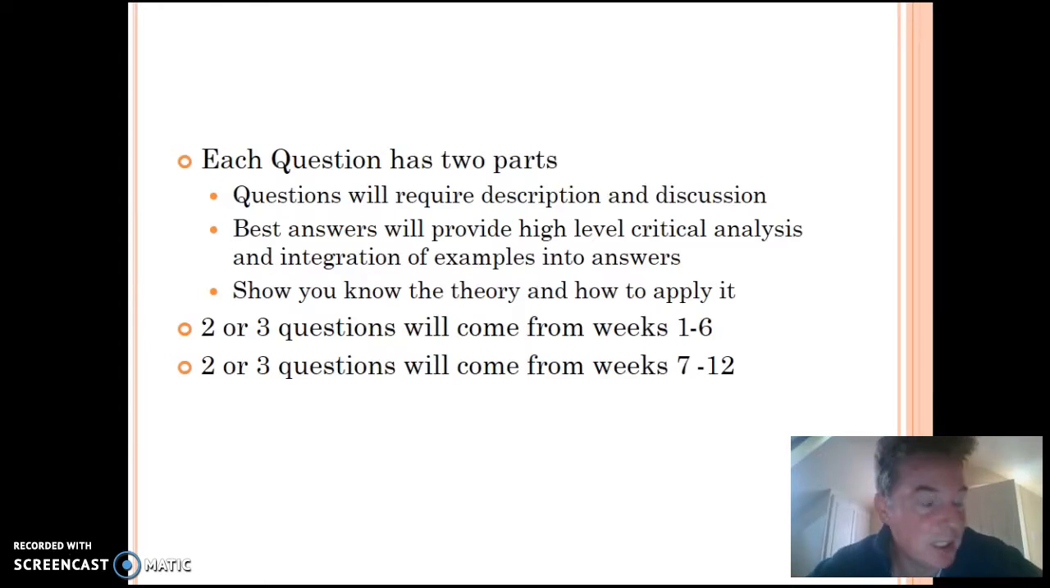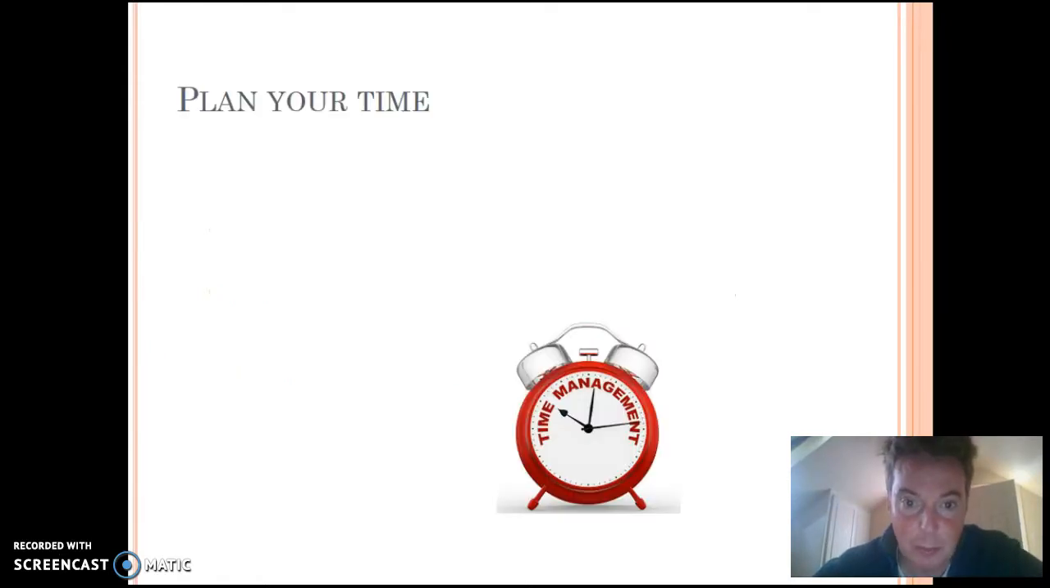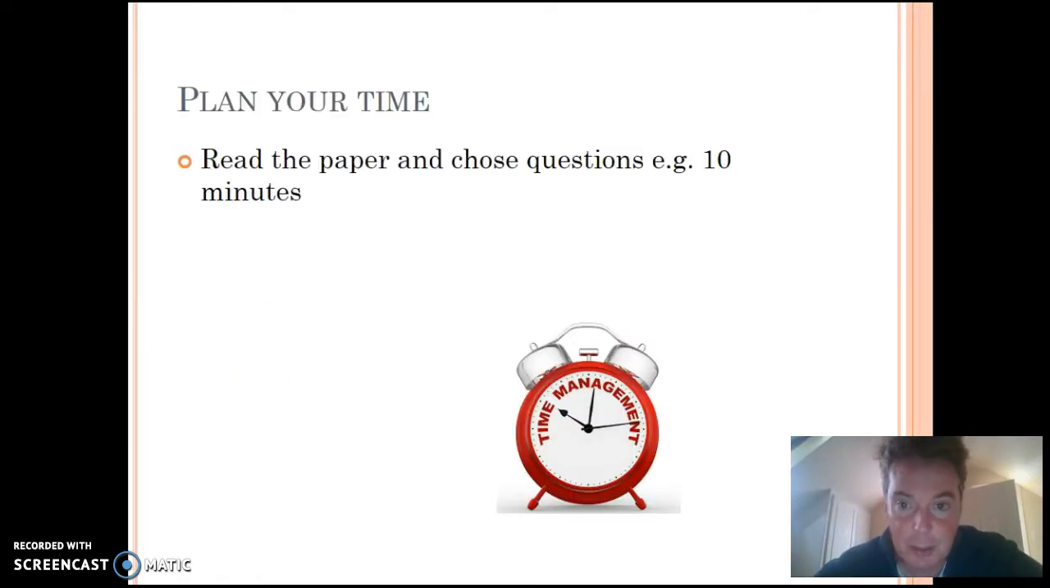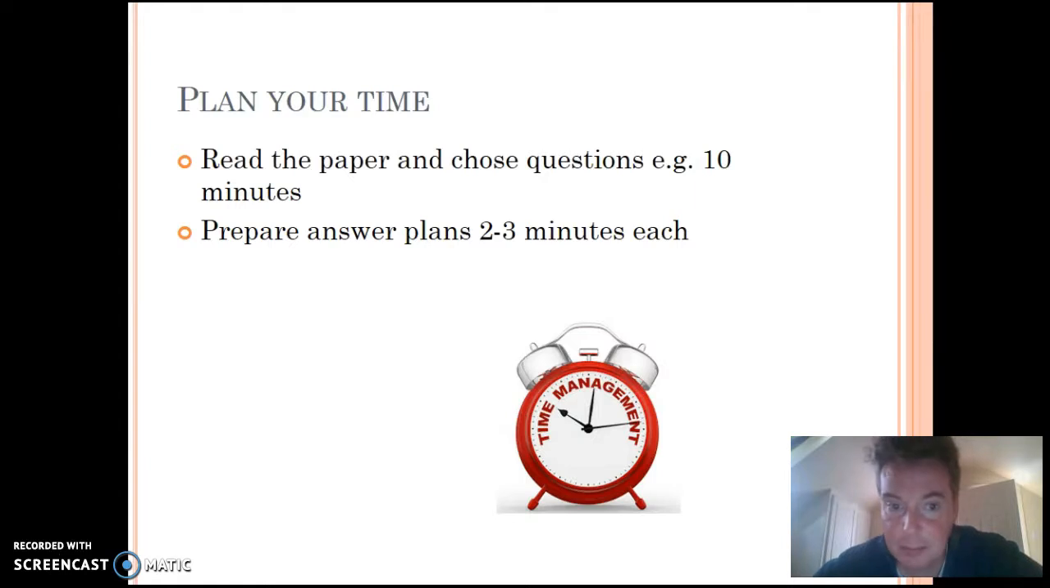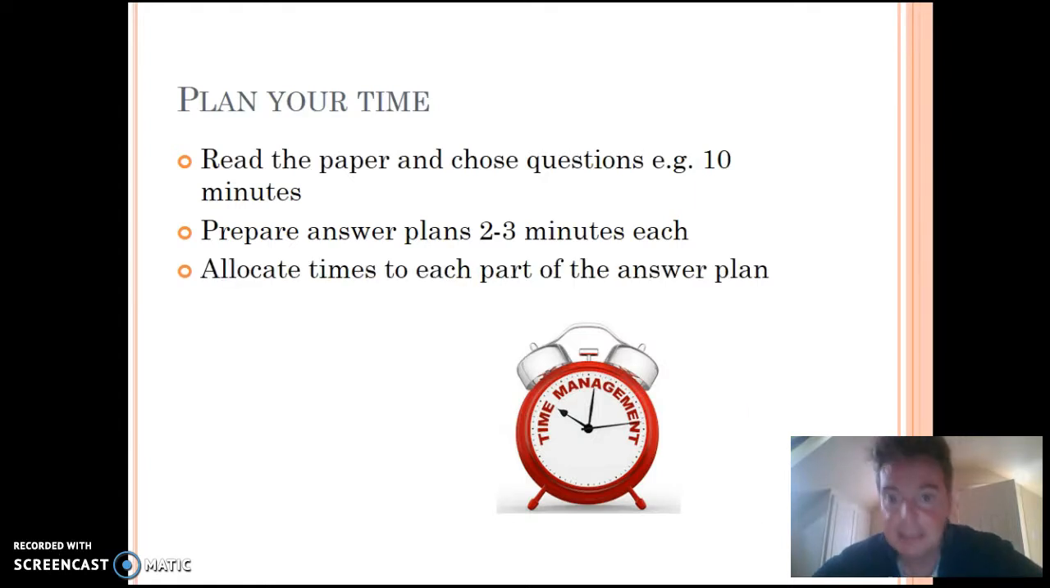If you're trying to think of some kind of complex IT provider like SAP and you don't really get what they're doing, and you're trying to make sense of an example, you may struggle a little bit with it. So 2 or 3 questions from weeks 1 to 6, 2 or 3 questions from weeks 7 to 12, and that will happen this time. So plan your time, read it, use your answer plan, allocate time to each part in the answer plan.